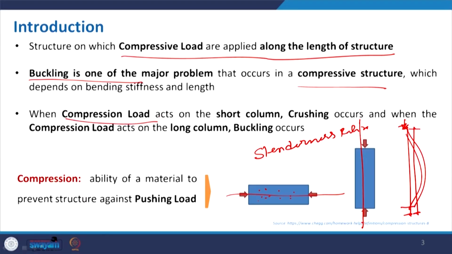When compression load acts on a short column, crushing happens: it will try to compress more and more. When it is applied to a long column, buckling will happen. So, what is a short column and a long column? When we have a much higher length compared to the cross section, we refer to it as a long column, and a short column is one where the proportion between the length and the cross section of the column does not have such a high ratio.